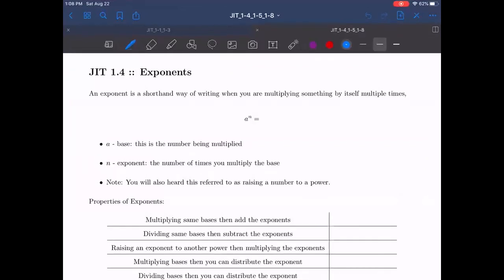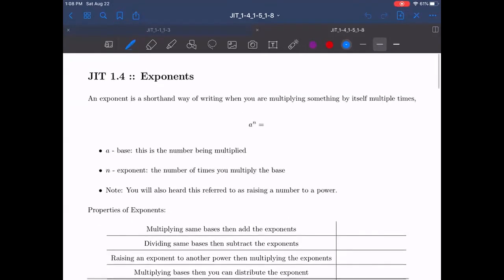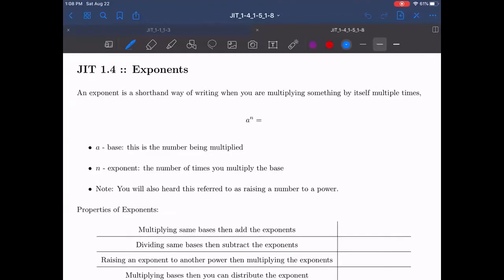Hi, everybody. We're going to look at just-in-time 1.4, 1.5, and 1.8 today. So we'll be starting off with 1.4, and that is looking at exponents or raising something to a power. An exponent is just a shorthand way of writing when you're multiplying something by itself multiple times.